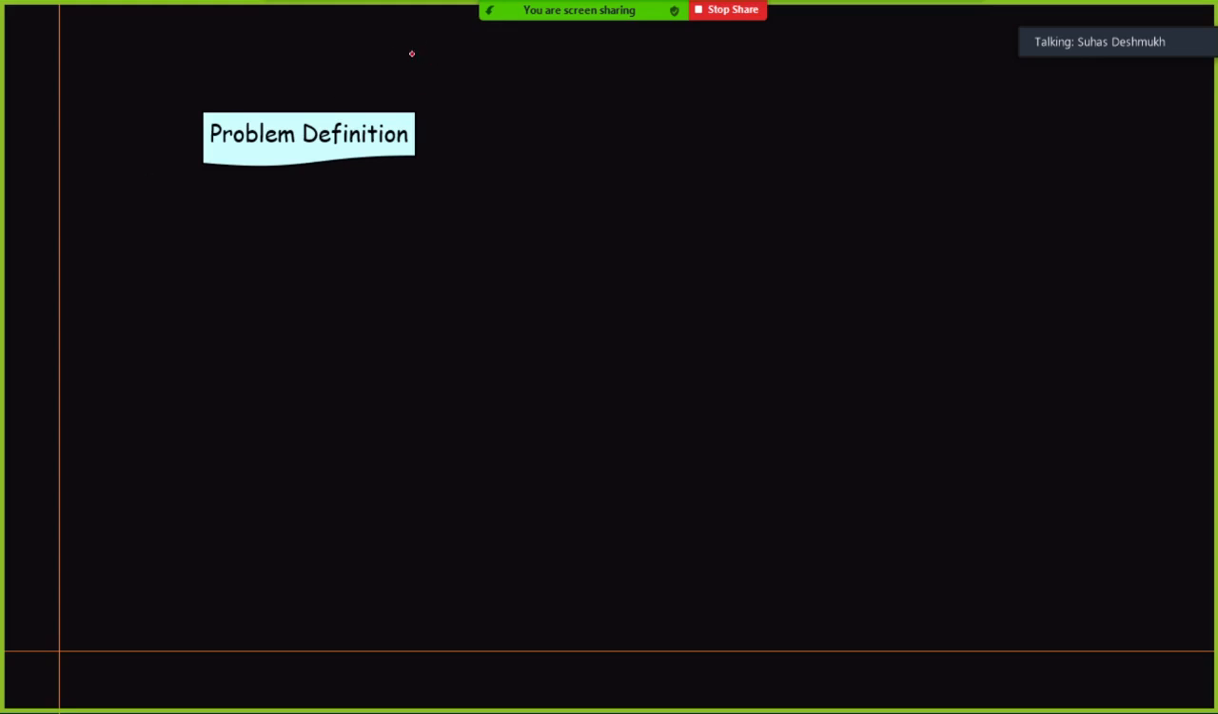It is defined vaguely, and this vague problem is further processed, and then we are going to define certain parameters. Like if you want to design a bicycle or something, we will decide what is the maximum weight it can carry. So that is one parameter.